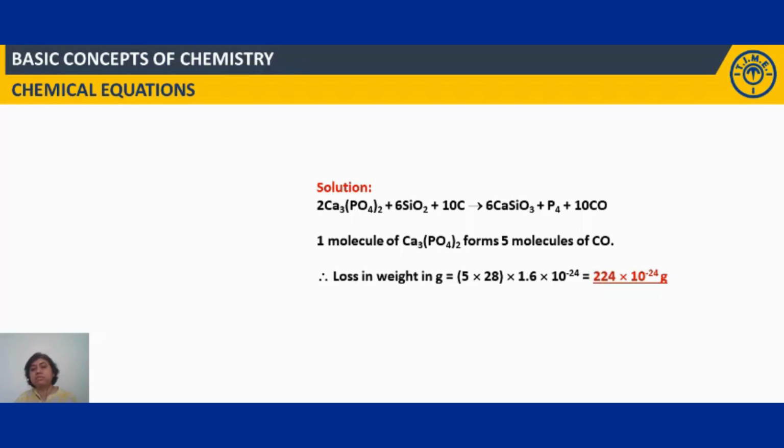So the balanced chemical equation you have seen, 1 molecule of calcium phosphate produces 5 molecules of carbon monoxide. So loss in weight is because of these 5 molecules of carbon monoxide gas. What is its mass? 5 into 28 into 1.6 into 10 power minus 24, that is equal to 224 into 10 power minus 24 grams.